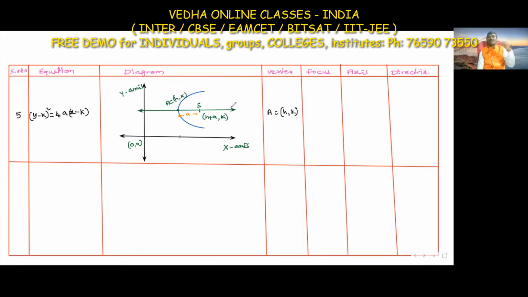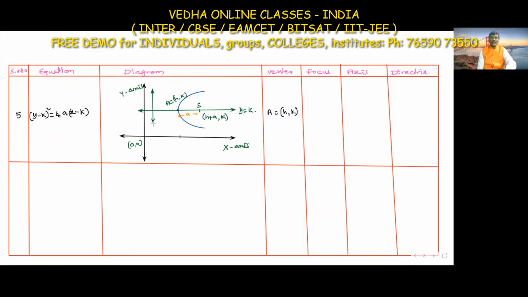This is the line y is equal to k, parallel to the x-axis. This y is equal to k line is the axis of the parabola, and it is parallel to the x-axis. And how do we take the directrix? With the same a units distance, we take it on the left side.